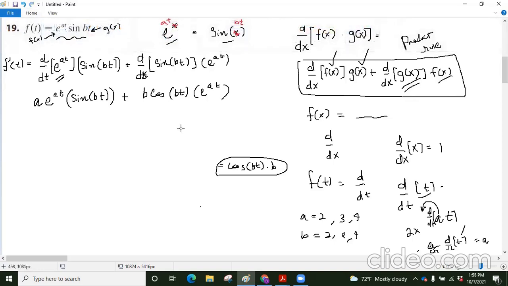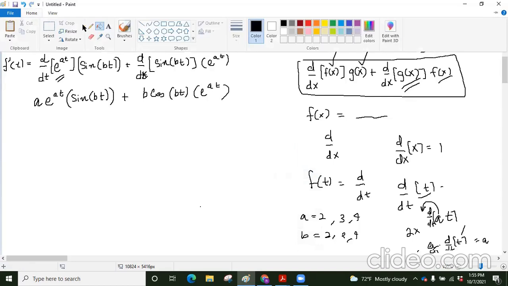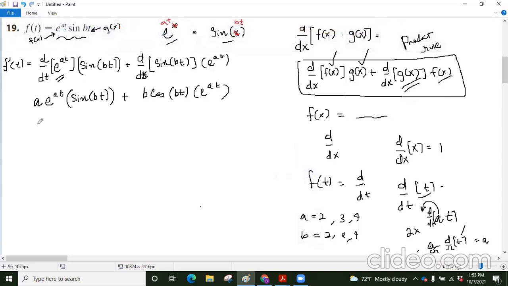And that essentially concludes your answer. But if you want to be a little more particular about it, you could factor out an e to the at, and then what that would do is leave you with an a, right? You're not including your e to the at, because e to the at divided by e to the at is 1, and a times 1 is 1. So then we have times sine of bt, correct?